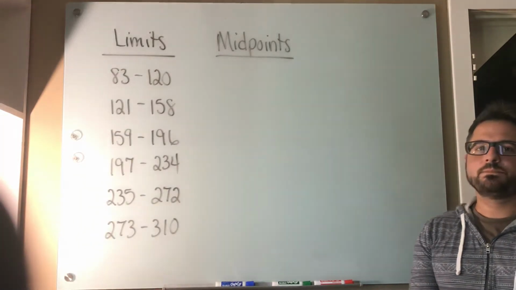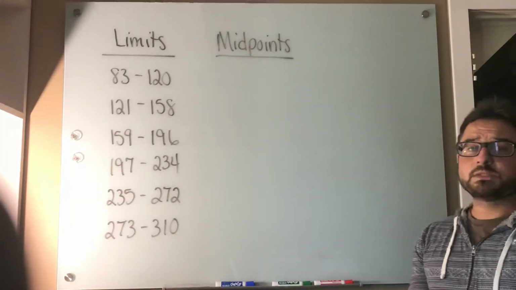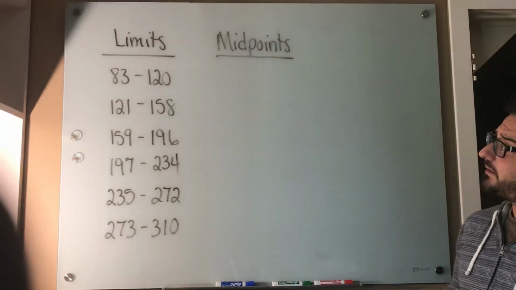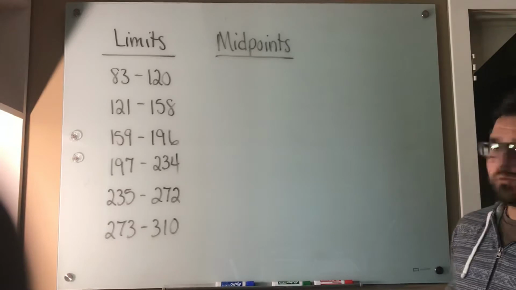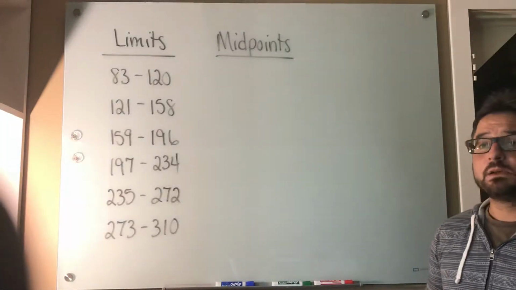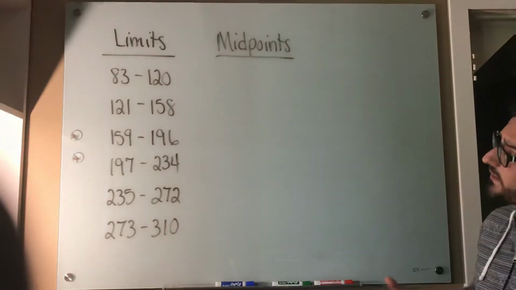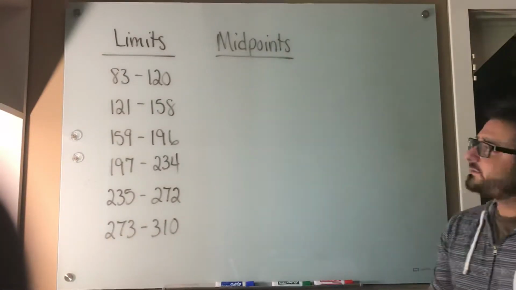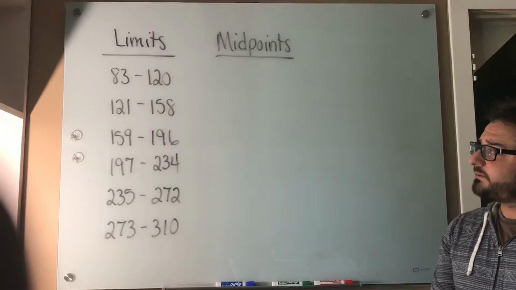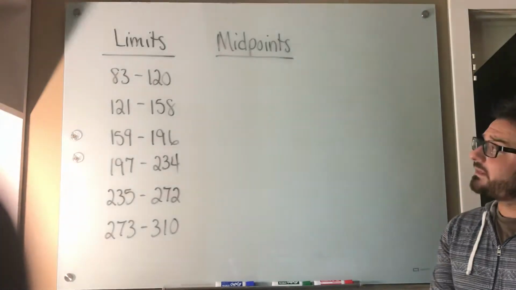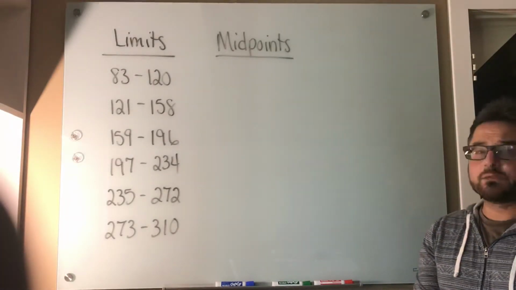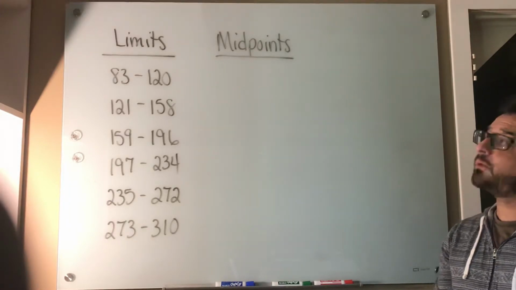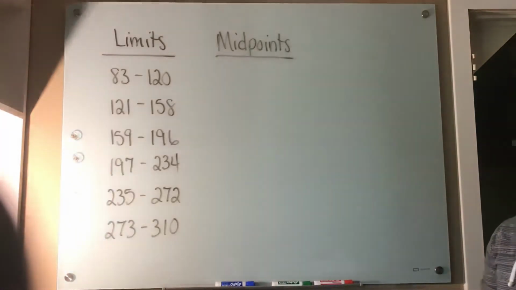Class midpoints. We often find ourselves in a situation where we need to be aware of the data values themselves, but we may not have access to the list. So we have the frequency distribution, or in this case we simply have the limits. And from the frequency distribution in the previous video, we saw that there were 10 data values between 83 and 120. But without access to the data set, we don't know what those 10 specific values are.